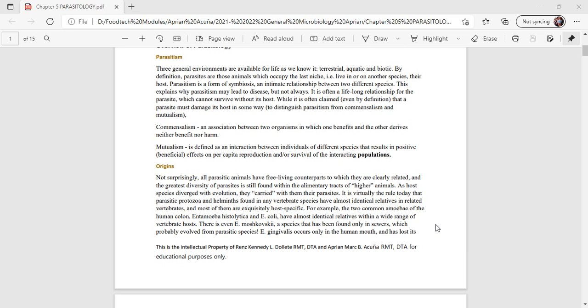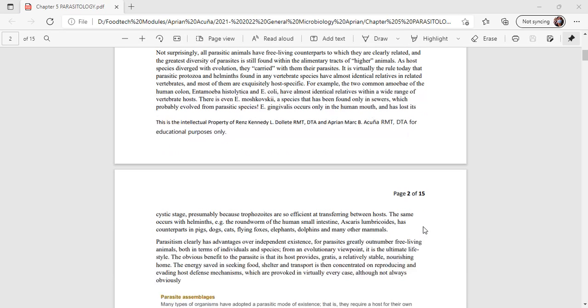Okay, there is E. moshkovskii, a species that has been found only in your sewers, which probably evolved from your parasitic species. Entamoeba gingivalis occurs only in your human mouth and lost its cystic stage, presumably because your trophozoites are sufficient for transferring between your hosts. So may mga terms kita na yung mga trophozoites, mga cystic stage will be defined later sa aton nga module.